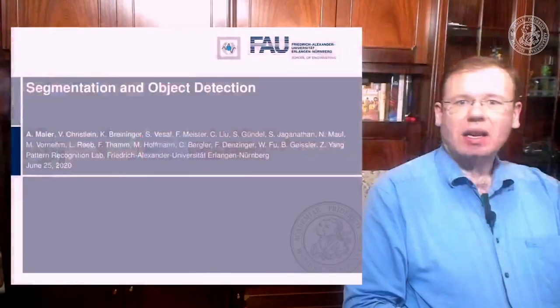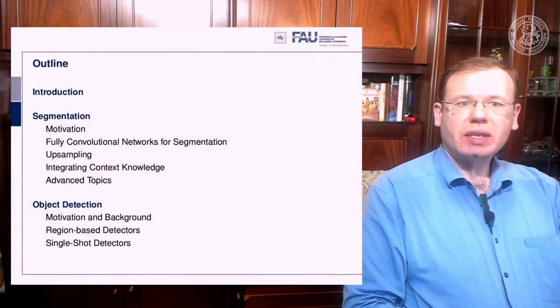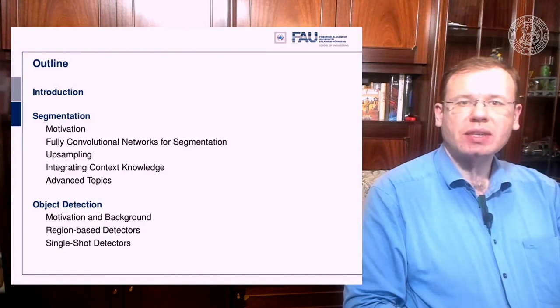So let's see what I have here for you. Here's the outline of the next 5 videos, and we will first introduce the topic, of course. Then we'll talk about segmentation, so we'll motivate it and discuss where the problems are with segmentation. And then we want to go into several techniques that allow you to do good image segmentations. You will see that there are actually very interesting methods that are super powerful and can be applied on a wide variety of tasks. After that, we want to continue and talk about object detection.